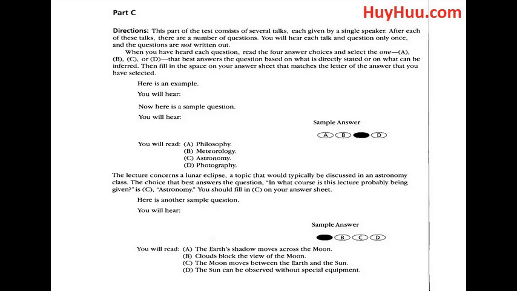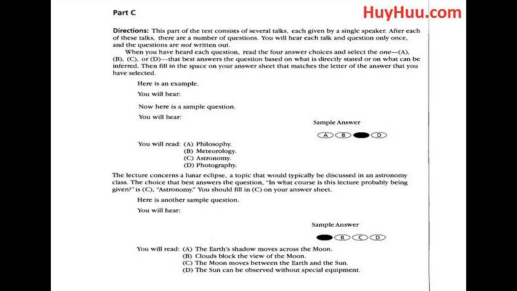Here is another sample question. You will hear, according to the speaker, which of the following occurs during a lunar eclipse? You will read, A, the Earth's shadow moves across the moon. B, clouds block the view of the moon.